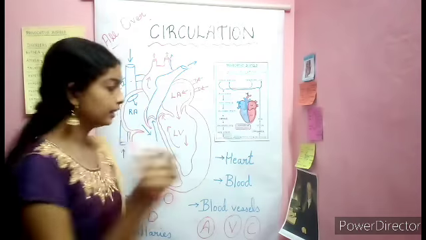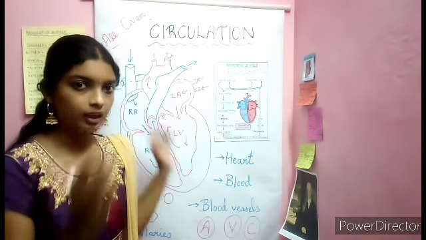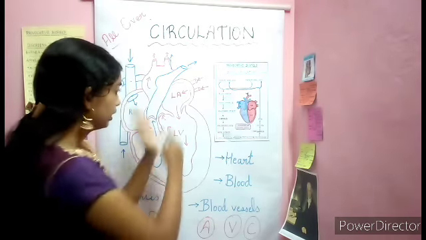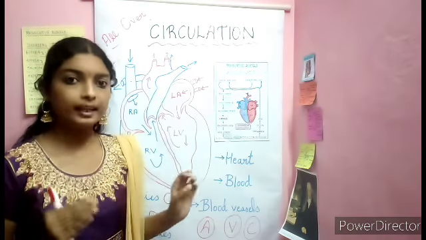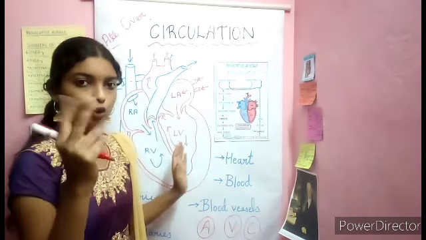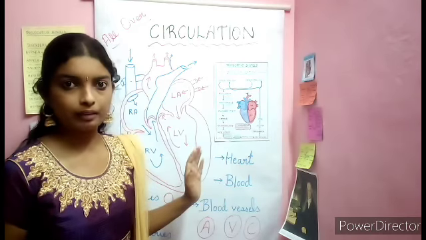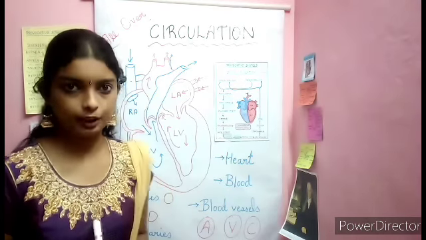The valve present on the right side of the heart is the tricuspid valve. On the left side, the valve is called the bicuspid valve or mitral valve. And there are two more valves: one is the aortic valve and the other is the pulmonary valve. These are the four valves present in your heart.